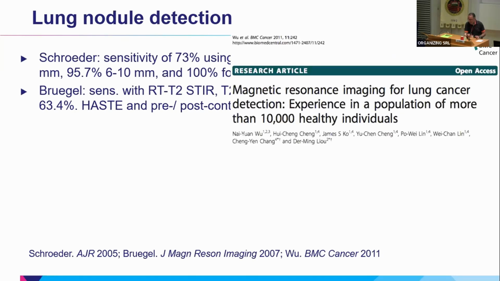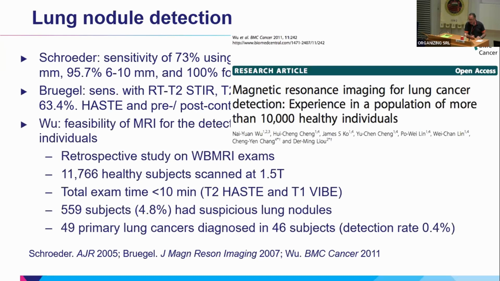There's also this important study in 10,000 healthy individuals. It's not really a screening study, it's more about a detection study. They looked at whole body MRI exams in 11,000 subjects at 1.5 Tesla, a 10-minute exam. And they found that about 5% of the population had suspicious lung nodules, and 49 of those were primary lung cancers detected with this whole body MRI study.